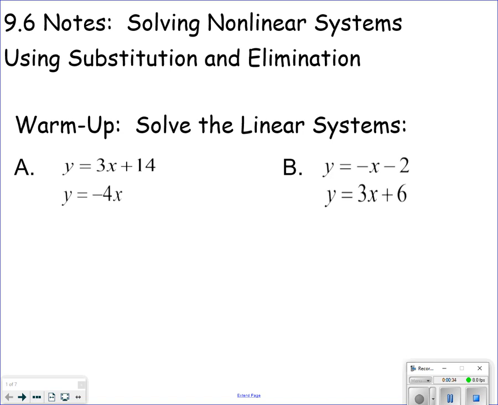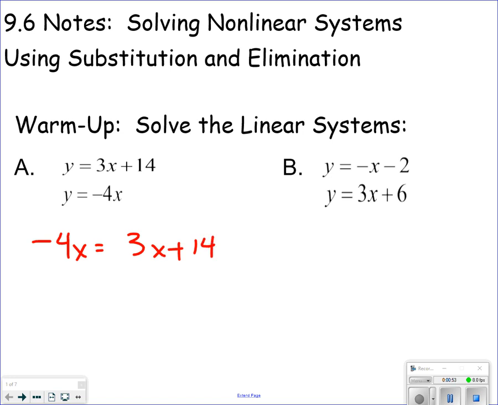So here we go, moving on to 9.6, solving nonlinear systems. Now this is an old question. These are all lines, and we can do substitution or elimination. I'm going to be very honest with you, and I'm probably going off script a little bit with some of the other teachers, but I do all of these by substitution.